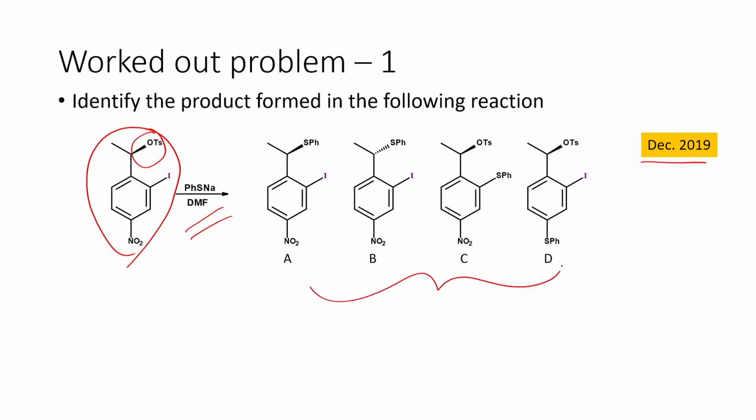So we have four different products given as options A, B, C, D. In the first one, the OTs is replaced by the SPh group, and in the second one also the OTs group is replaced by SPh. The difference between the first and the second option is only the change in the stereochemistry of the product that is formed. In the third one, the iodo group is replaced by the SPh group, and in the fourth one, the nitro group is replaced by the SPh. These are the four different types of product that may be formed in this particular reaction, given as the options. We have to find out what is the actual product that will be formed.